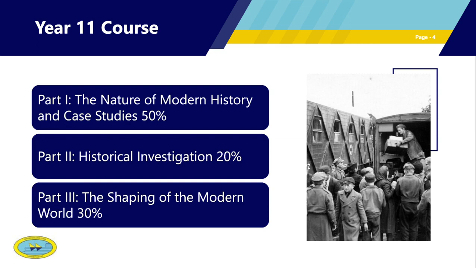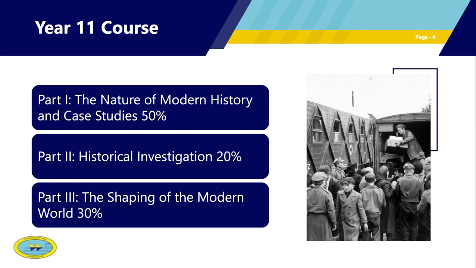For the historical investigation, this is very similar to the investigation you'll do in ancient history, in that it is quite a large assignment, and what you'll do is you will pick your own topic of your choosing from the modern age, and you'll write an essay on that. Okay, so you can see it's worth 20%. Again, very popular topic and popular subject because you get to pick the topic of your choosing, so it gives you a lot of freedom there.